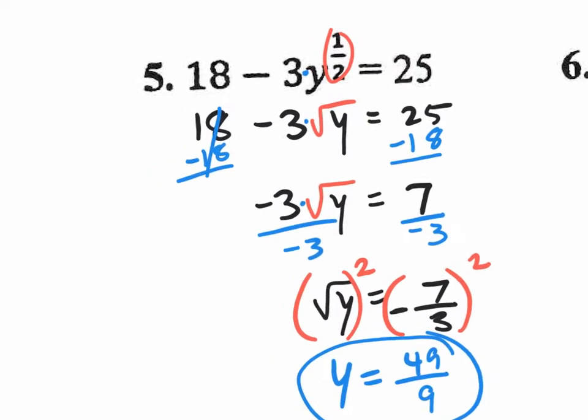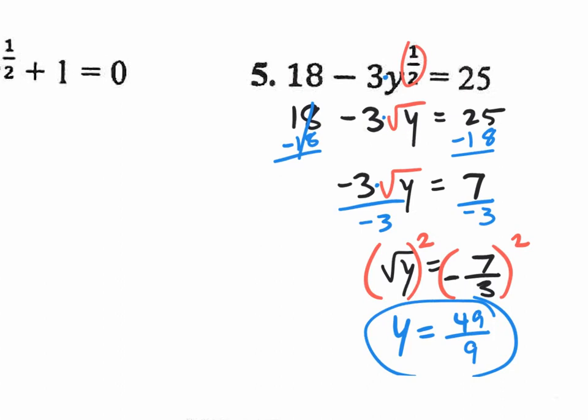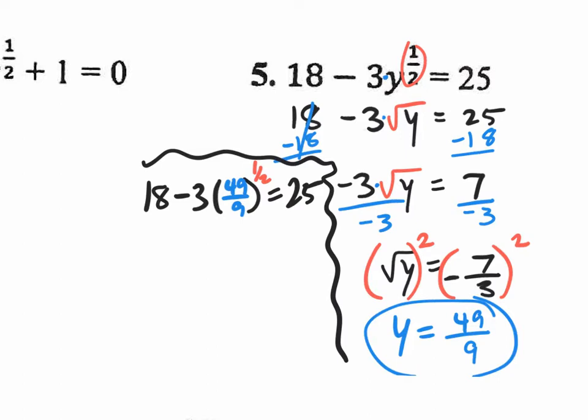So maybe on this one I will show my work. I usually just talk you through it, but it might be a little confusing. 18 take away 3 times, let me put the 49 over 9 right here, and it is to the 1/2 power, and it should equal 25. So this is my checking my work part. When I do the square root of the fraction, I don't have to put the power of 1/2. I could do the square root of the whole thing, which means I want to do the square root of 49 over the square root of 9.